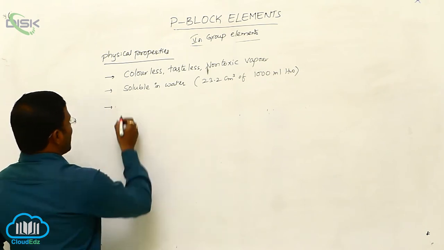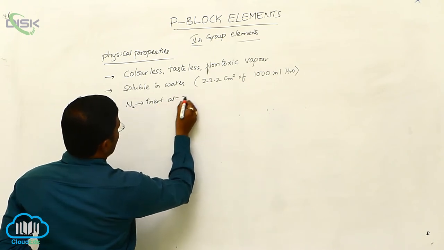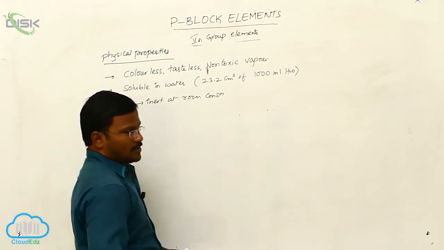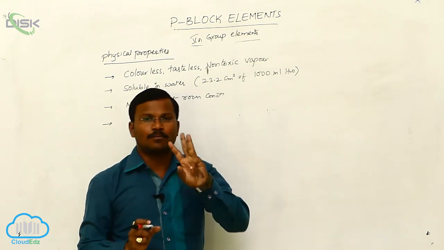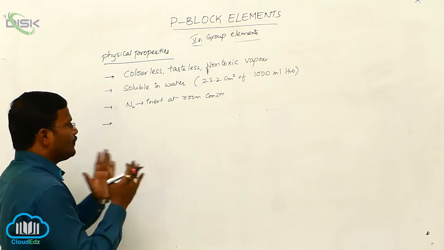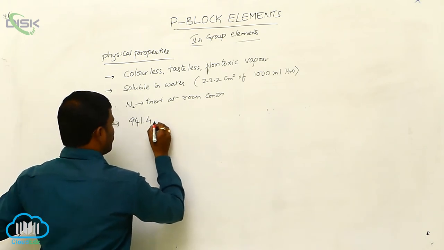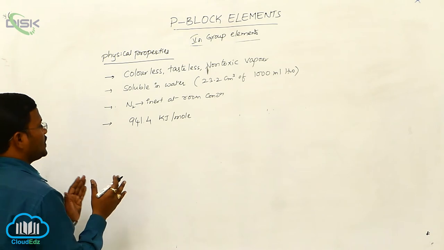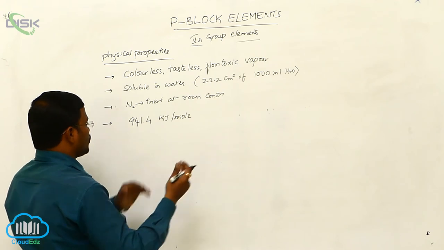Next, nitrogen is inert at room conditions, because in dinitrogen, between the two nitrogen atoms, there is a triple bond. That means one sigma bond and two pi bonds are present. To break the three bonds, we require a huge amount of energy, nearly 941.4 kilojoules per mole, to break the triple bond present in dinitrogen. Only then does it react with other chemical substances to produce products.